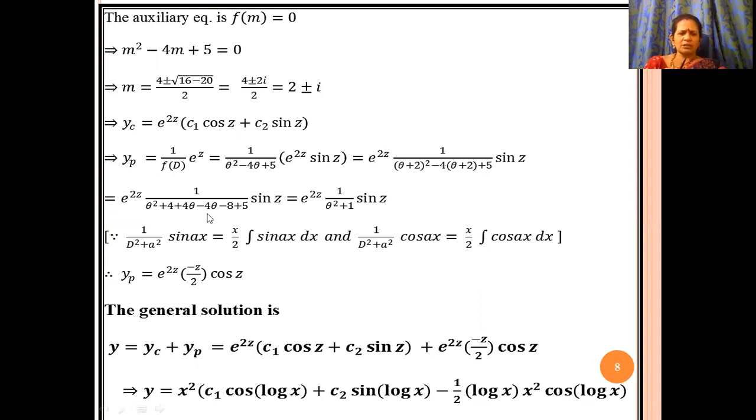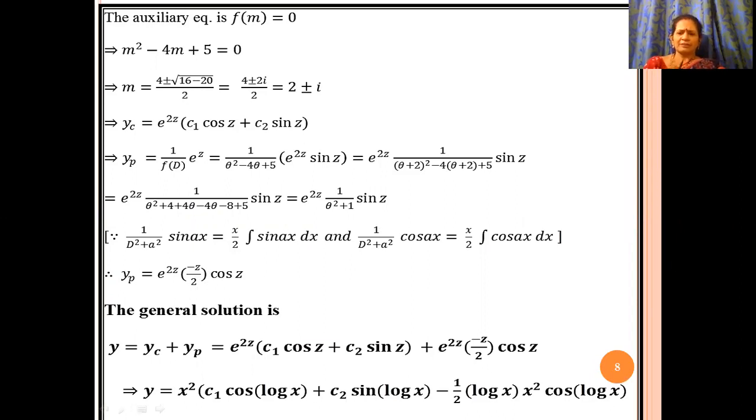So here, this is in the form of D square plus a square, D is the operator, a is 1. So a is 1 means what is the formula? x by 2, where x is z here. x is z, a is 1. So x by 2 means z by 2 into integral of sin z. The integral of sin z is minus cos z. So minus z by 2 into cos z. Okay, that is about the particular integral.